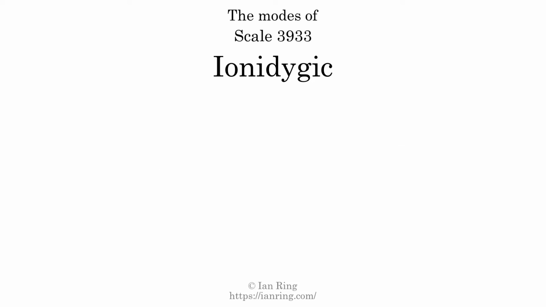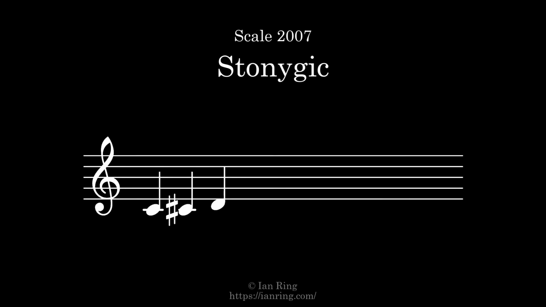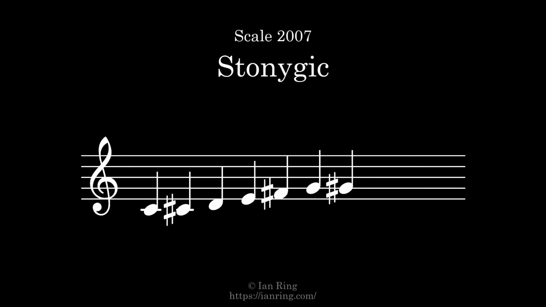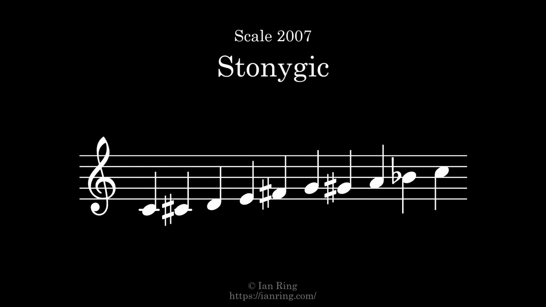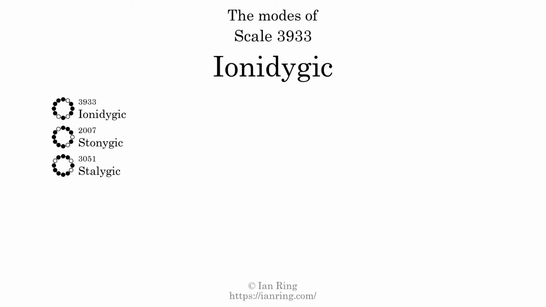This scale has 9 modes. The first mode is itself. The second mode is scale 2007, also known as Ionidygic. It sounds like this. The third mode is scale 3051, also known as Ionidygic. It sounds like this.